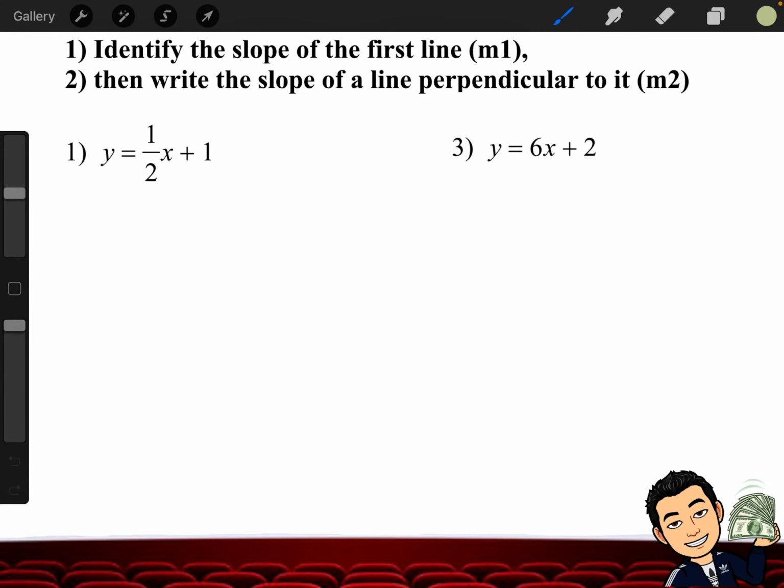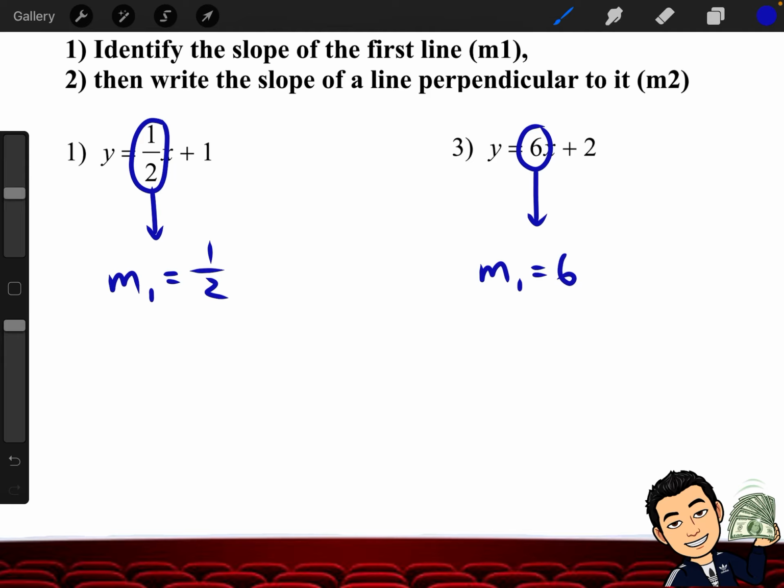All right, so we're going to be working on some problems here. First of all, you're going to have to identify the slope of the first line. That's M1. From the previous lesson, you know that M1 is going to equal 1/2. For number 3, your M1 is going to equal 6. Now let's find out what the M2s are. For M2, you go through opposite, which is negative 1/2, and the reciprocal, which is flipping the fraction. So it's going to be negative 2/1, so you can just write negative 2.